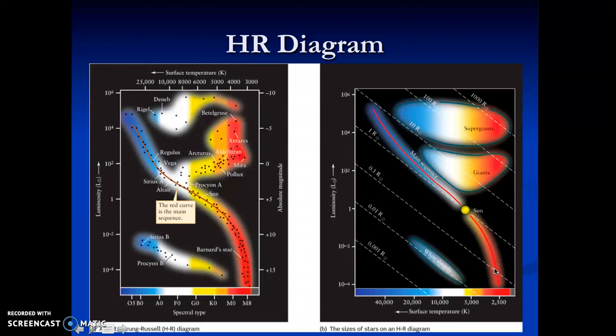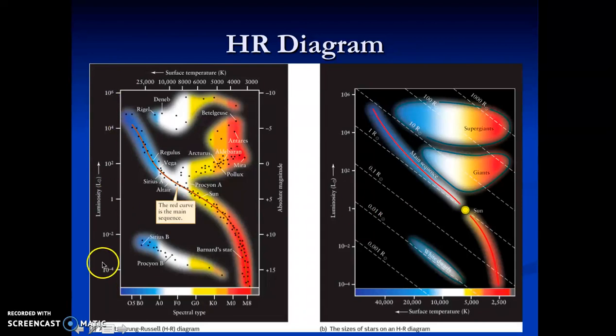As they start to die and they stop converting hydrogen into helium, they move off this branch and into the supergiant and giant phases. The white dwarfs are the dead cores of old stars. Okay, so we're really looking at the different time scales of stars.